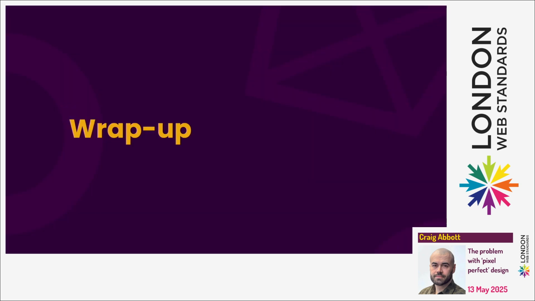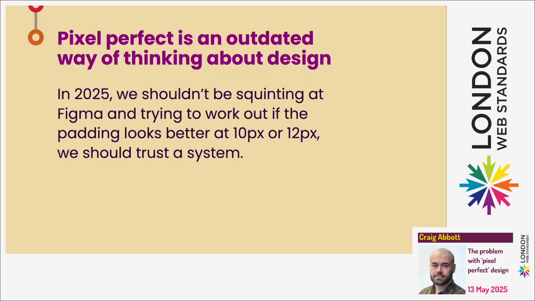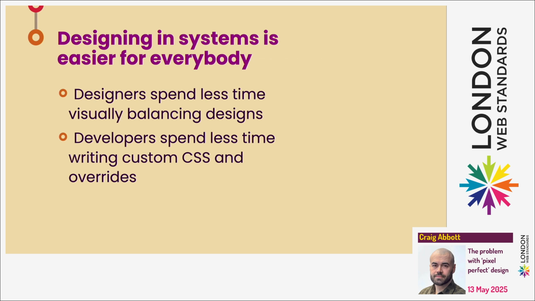So, a wrap up. Pixel perfect is an outdated way of thinking about design. In 2025, we shouldn't be squinting at Figma trying to work out if the pattern looks better at 10 or 12 pixels. We should just trust the system. I've literally been in conversations where two designers are arguing over 2 pixels, and I cannot grasp why that is a thing in 2025. There are obviously better ways to solve this problem.